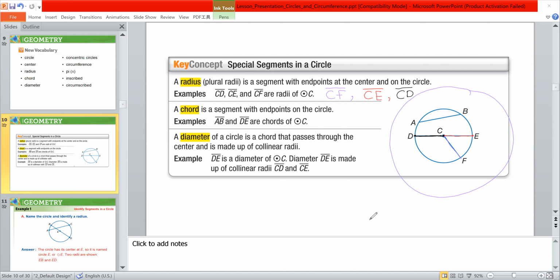Abdullah. Yes, mister. Okay, I need you to give me an example for the chords in this circle. I need a chord in the circle. The chord is the line joined between the two end points, two end points on the circle. It means points on the circle, like the point A and the point B.